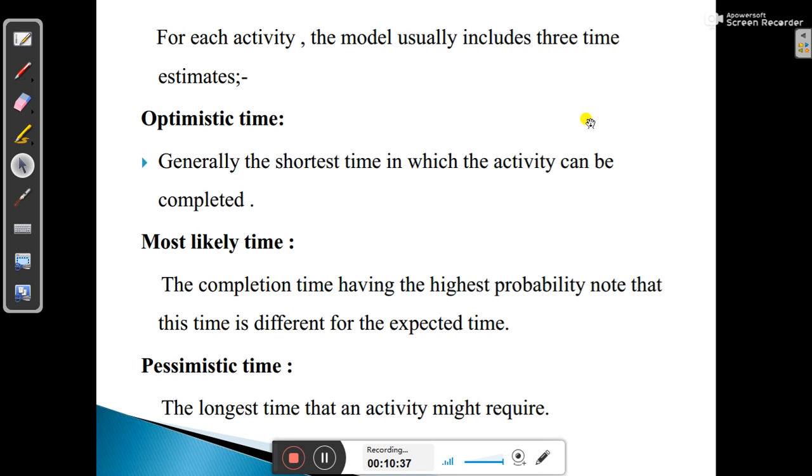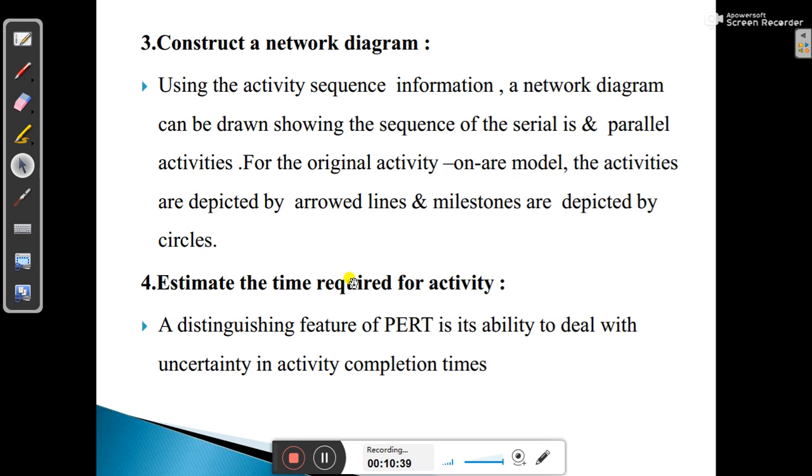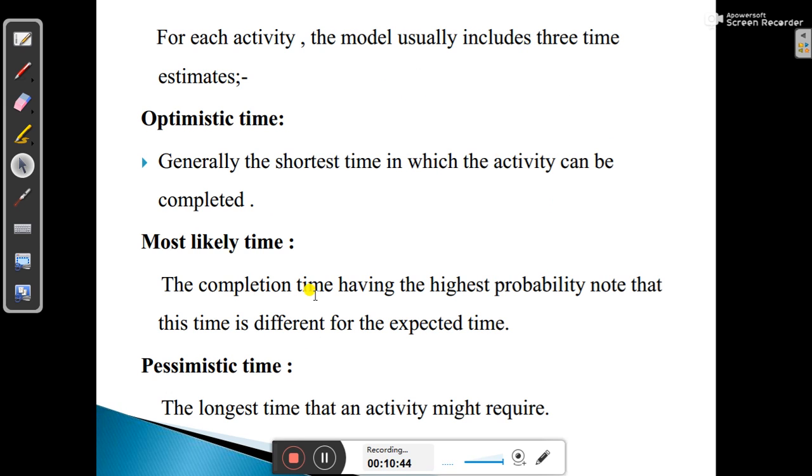You can use three types of time estimates because you need to decide what amount of time will be given for each activity. Like you can go for optimistic time, generally the shortest time in which the activity can be completed. And again, you can put most likely time, the completion time having the highest probability. Note that this time is different from the expected time. So there is a difference between most likely time and expected time. Most likely time means how much highest amount of time might take an event.